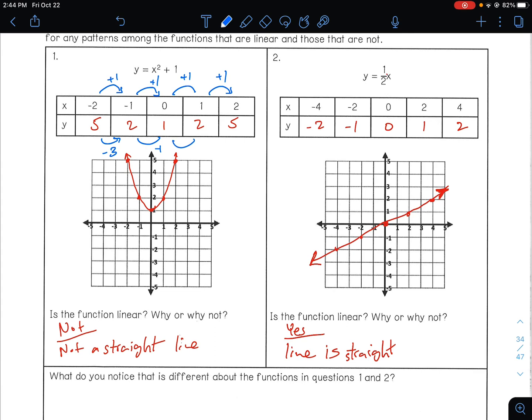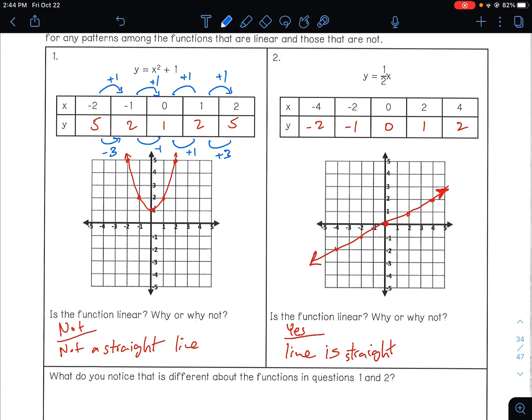You subtract 1. And from here to here, you add 1. And from here to here, you add 3. Notice what's going on with my rate of change. The top just changes by 1. The bottom is changing by like -3, -1, +1, +3. So this rate of change is going all over the place.